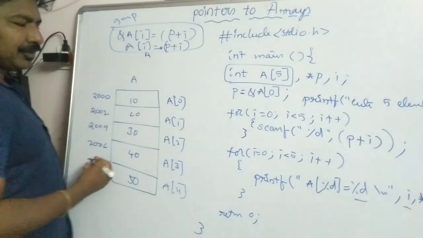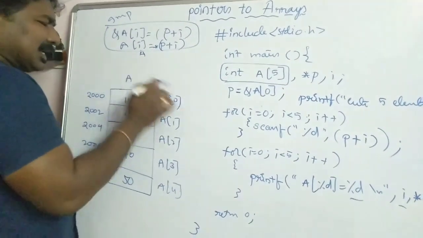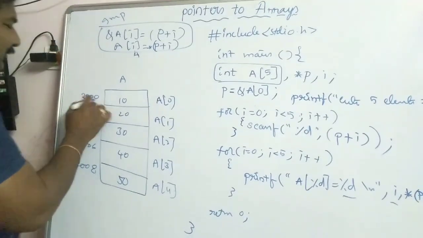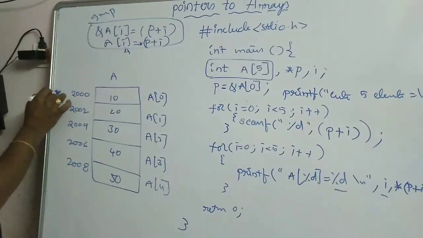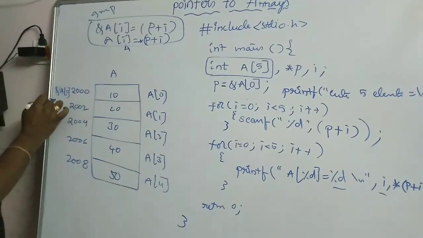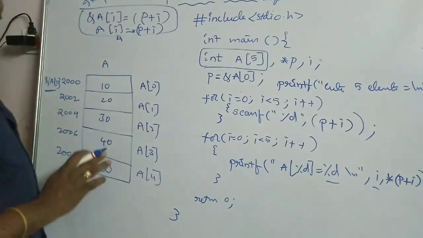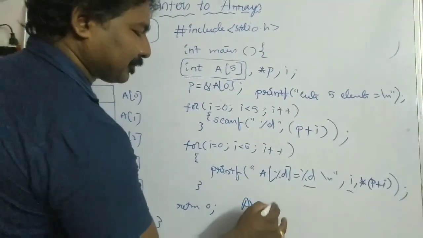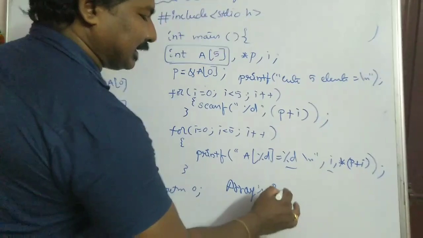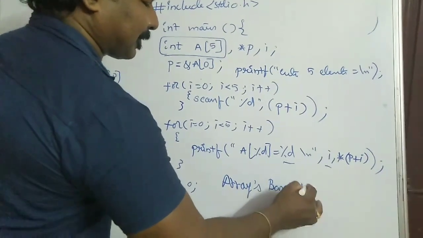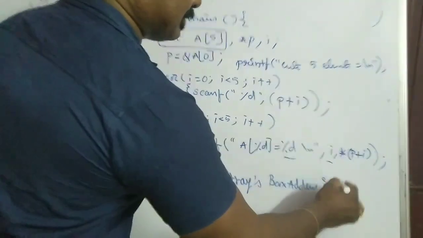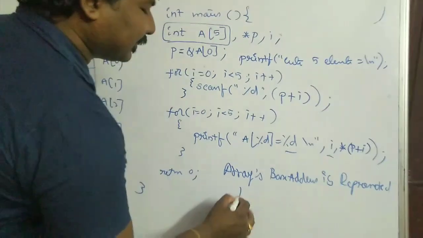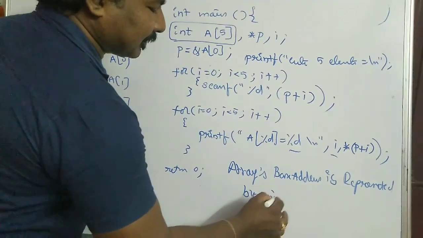Okay friends, A of 0, so we know that the address, this 2000, can be called as address of A of 0. Okay friends, what is an important concept here is array base address. Arrays' base address is represented by using its name.